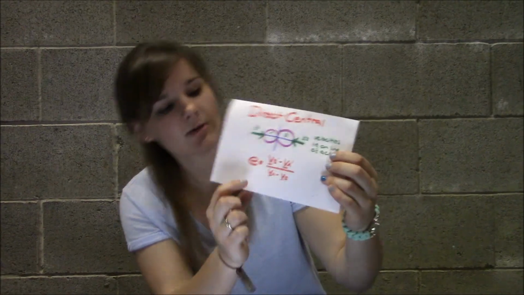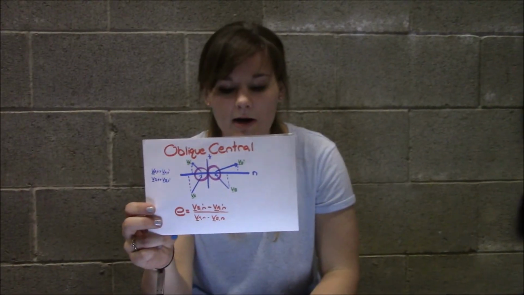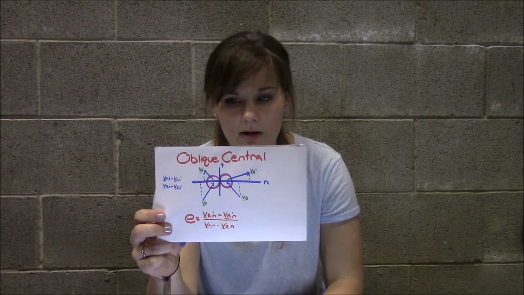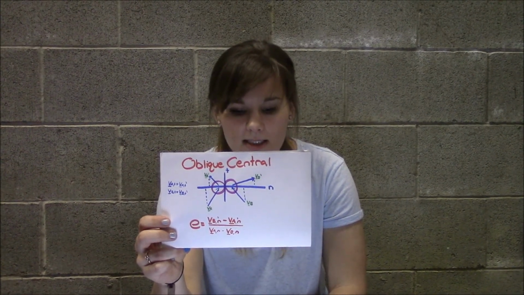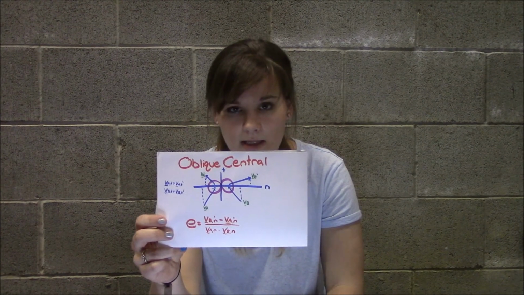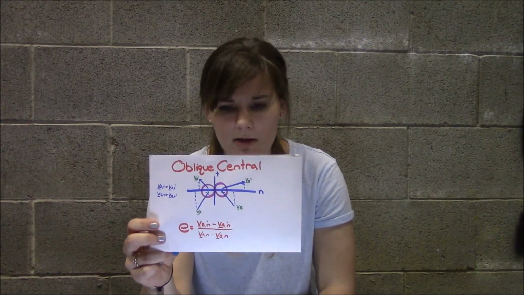For direct central impact, like the one we just witnessed, the coefficient of restitution is simply the ratio of the difference between the final velocities of the balls, which are denoted with a prime, and the difference between the initial velocities of the balls. For an oblique central impact, which is just non-direct, it means that at least one of the velocities is not lying on the line of action. The only thing that changes is that you're going to use the initial and final normal velocities instead of the entire magnitudes. The coefficient is usually given in the problem or something you need to solve for.